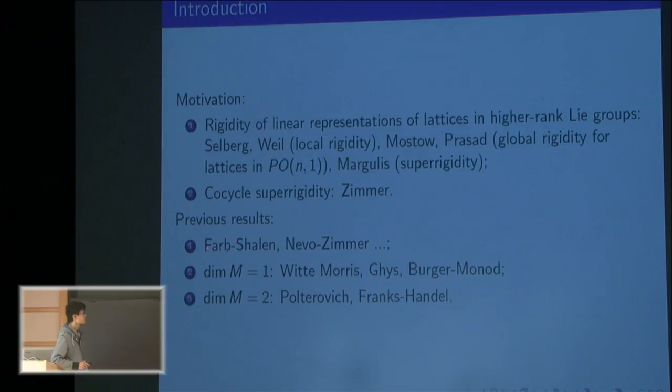For example, there is evidence provided by the work of Farb and Shalom, and then Nevo and Zimmer. When the dimension of M is 1, the conjecture is well understood after the work of Witte Morris, Ghys, and Burger and Monod. When the dimension of M equals 2, the area-preserving version of the conjecture is proved by Polterovich for non-uniform lattices. And then his work is generalized by Franks and Handel. In their work, they can study more general groups. It doesn't have to be a lattice in a higher rank Lie group.